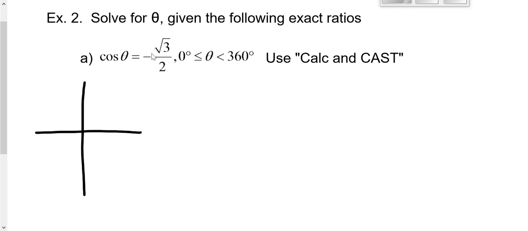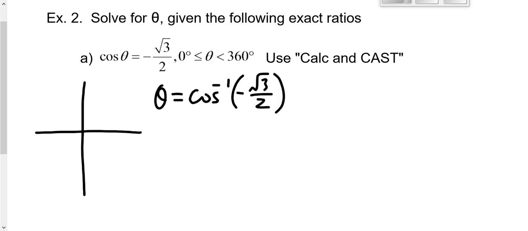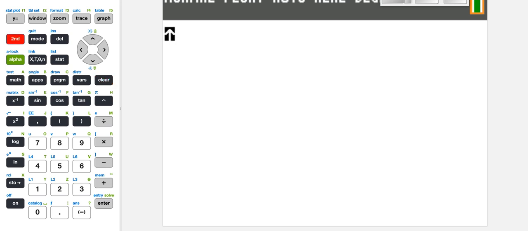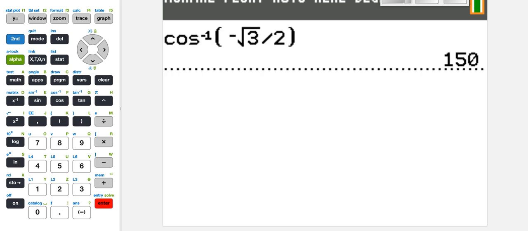If cosine theta is this, to find the angle, that means we do the inverse function. So inverse cos of, in this case, negative root 3 over 2. Let's plug this into your graphing calculator. Clear this. Second, cos to get the inverse, negative root 3, moved out of the square root, divided by 2, close bracket, so negative root 3 over 2, and we end up with 150 degrees, so that's nice and easy.